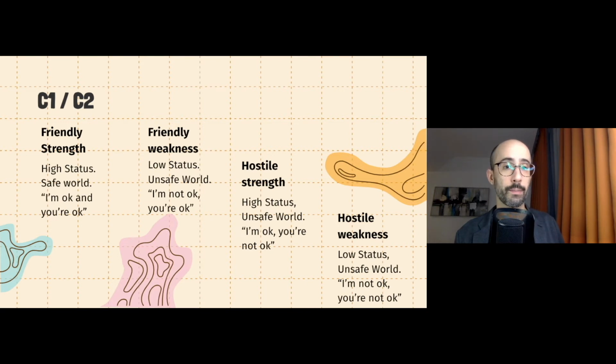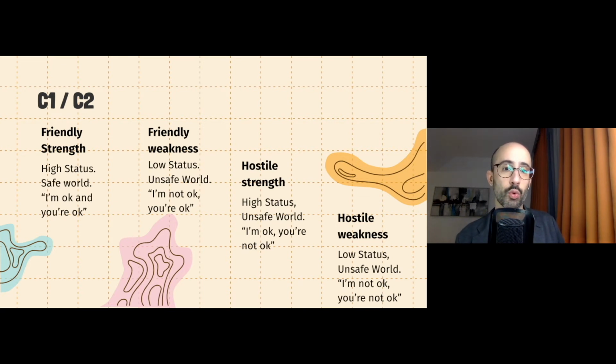Friendly weakness: I'm not okay, you're okay. This personality default is considered to have low self-esteem. They will always put others before them due to their strong urge to please others. Hostile strength: I'm okay, you're not okay. This personality default sees themselves as superior in some ways to others. These are personalities who enjoy wielding authority as much as possible.